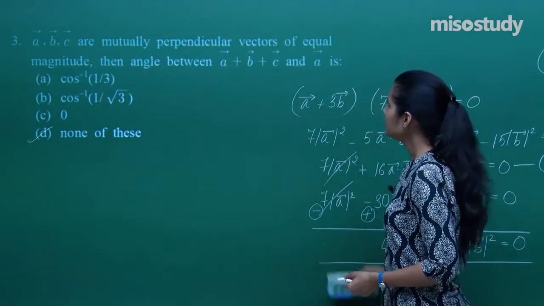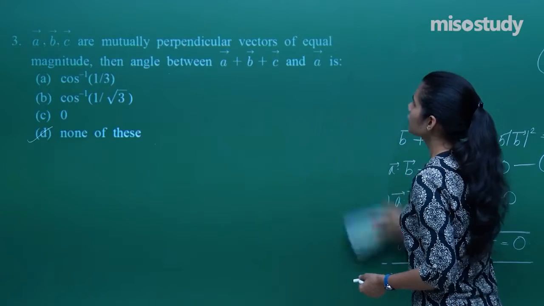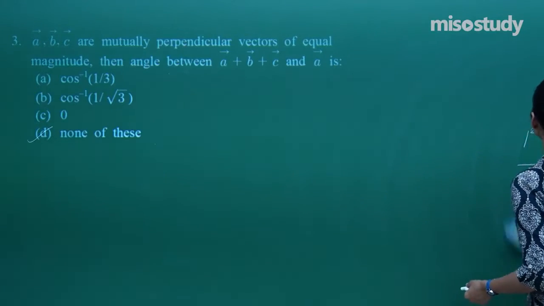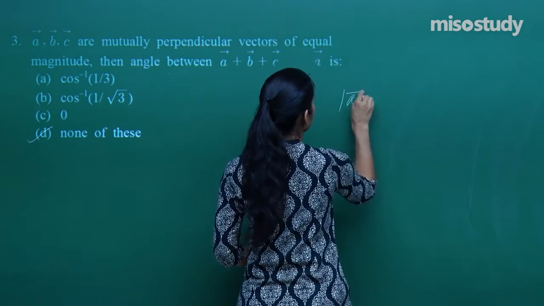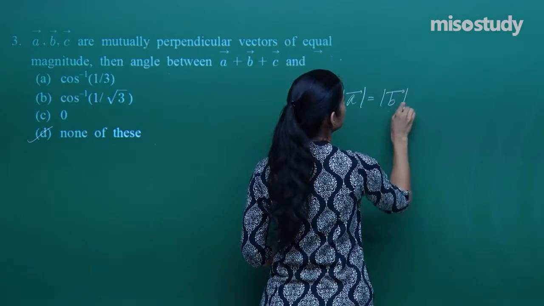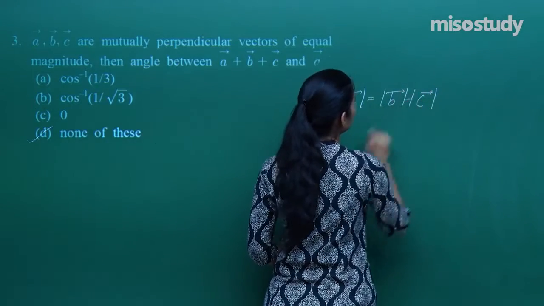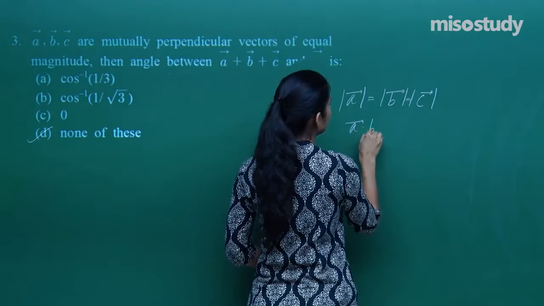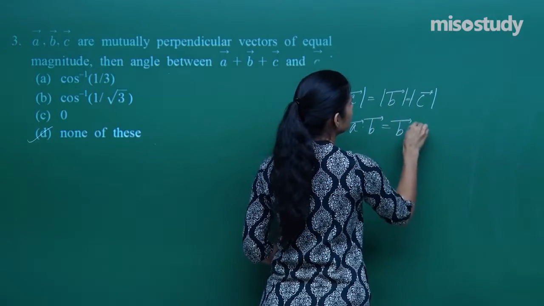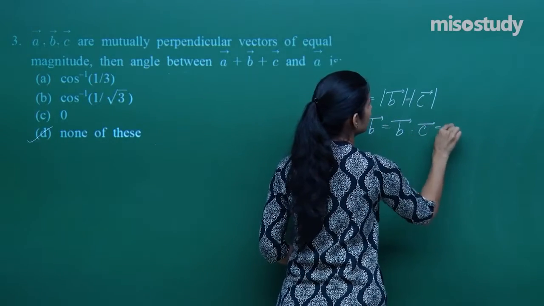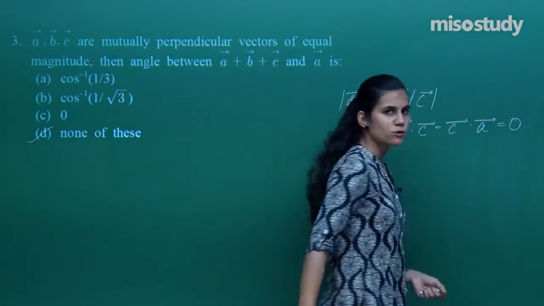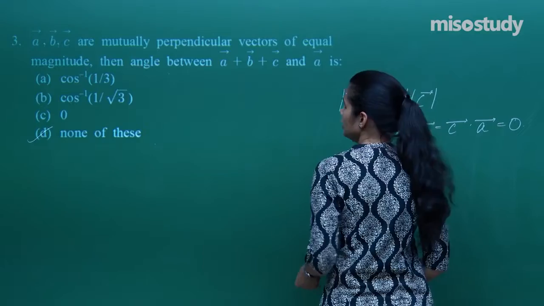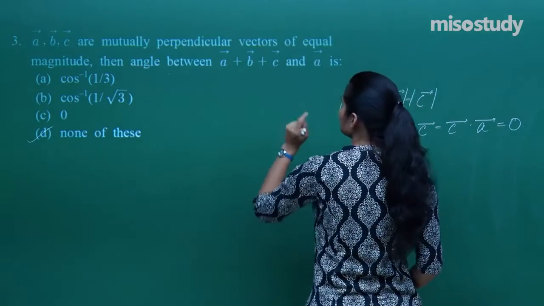Let's see. A, B, C are mutually perpendicular vectors of equal magnitude. Now this line itself is giving us two observations. What are they? The first observation is that they are of equal magnitude, and second is that A dot B equals B dot C equals C dot A equals 0 because they are mutually perpendicular. What is the angle between A plus B plus C and A?